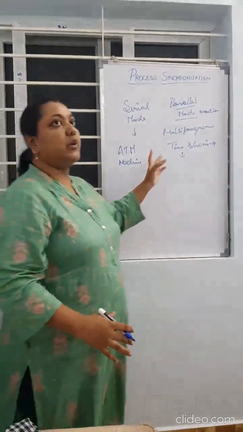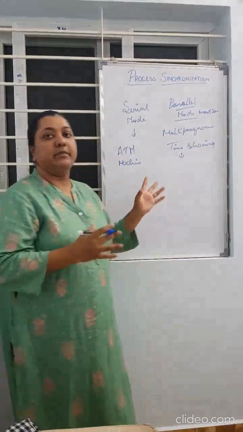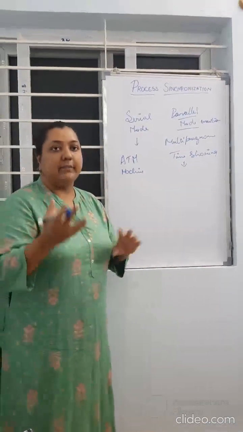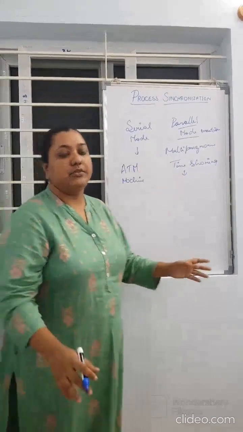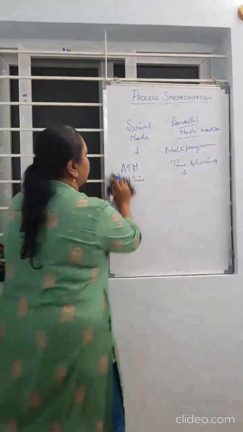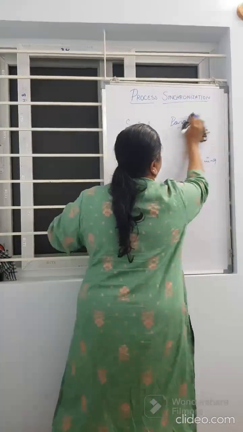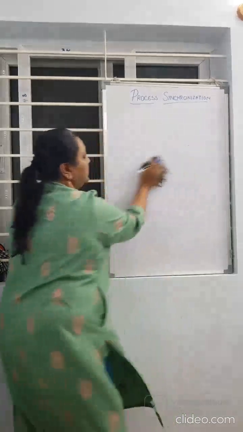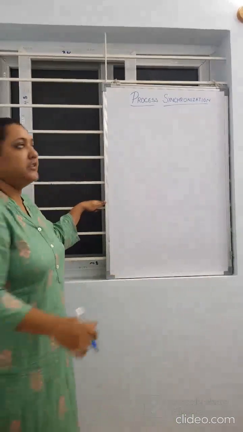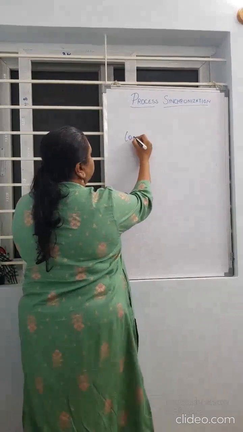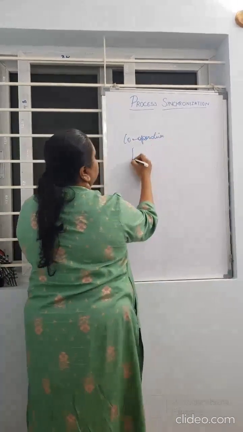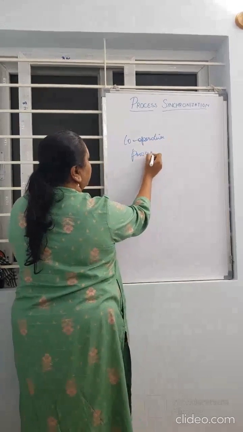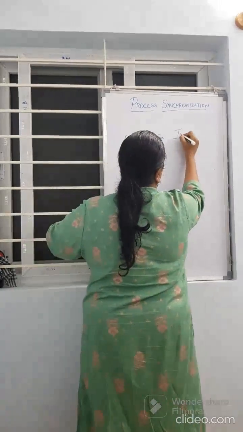So there can be some problems here, how these multiple processes are going to run at a time in a time sharing system. Here the processes are going to be categorized into two types in parallel mode. One is cooperative process. One is independent process.